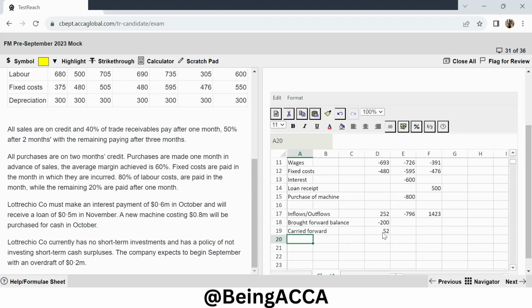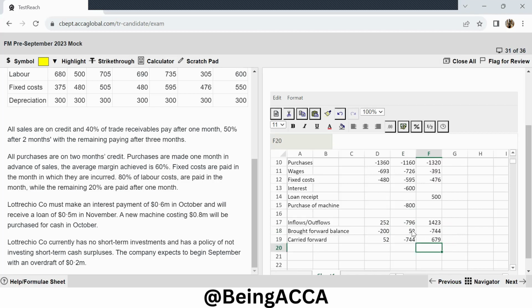I have a balance of 52, and in the month I will be having minus. So this 52 that I have carried forward will be brought forward to this month. So this will be the sum of these two figures. This will be my carried forward balance. Now again, I will link this cell over here. And at the end of the month, I will have the sum of these two figures. And this means my closing balance at the end of November would be 679.